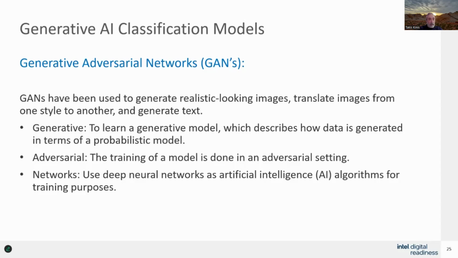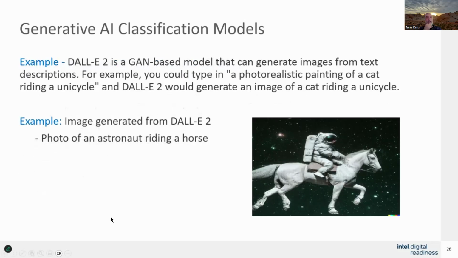The adversarial part is that the training of the model is done in an adversarial setting. That sounds like you're going to have an argument with it, but really you have to train it on what good data is and what bad data is, by usually having examples of good data and also examples of bad data. And then networks: they use deep neural networks. So in other words, they use machine learning algorithms to train themselves. So it doesn't come from nowhere. That's why the fundamental AI stuff is important, even with the generative AI stuff.